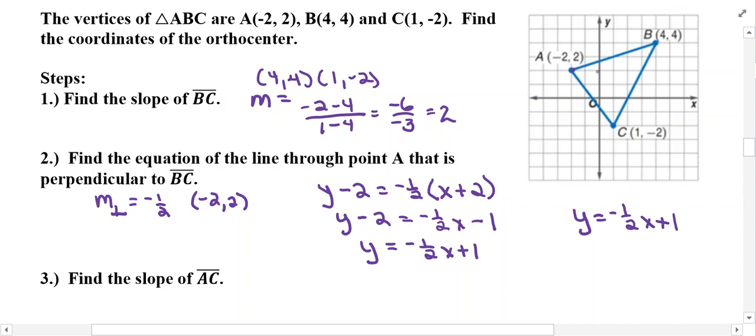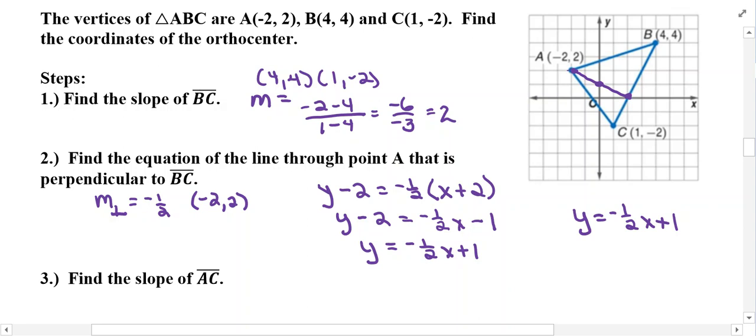So the y-intercept is (0, 1). Our slope is -1/2, so down 1/2, up 1/2. So there's our first line.